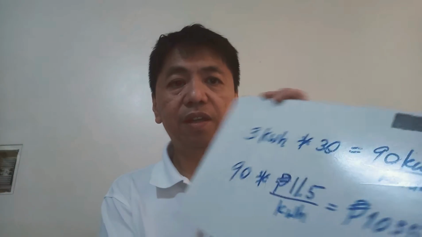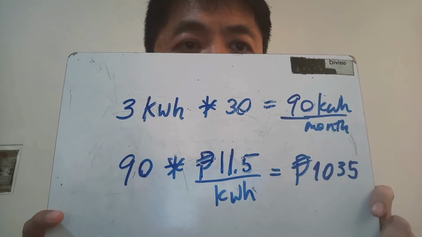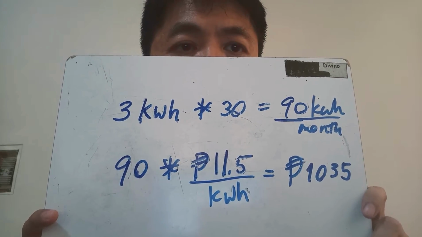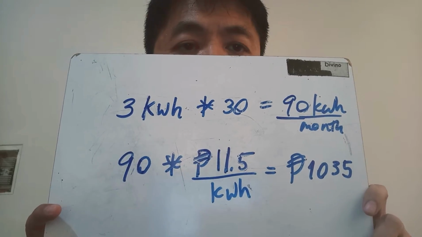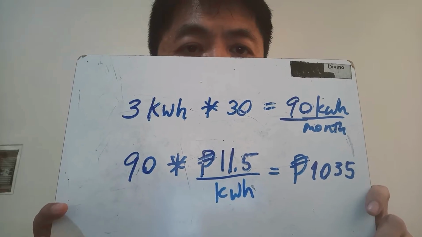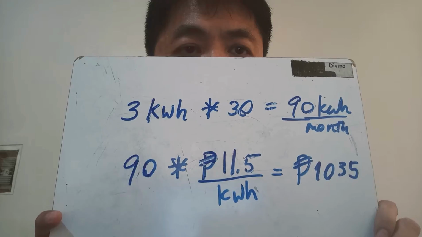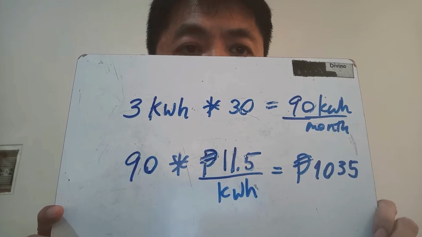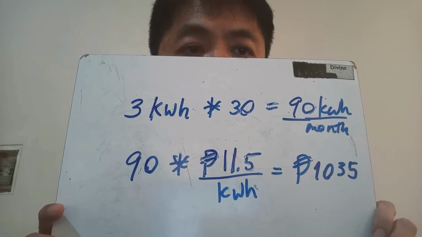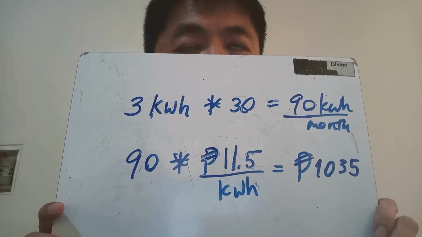So that 3 kilowatt hours, if you multiply that by 30, you get to consume 90 kilowatt hours per month. Now Meralco charges us 11.5 pesos per kilowatt hour. So that 90 translates to 1,035 pesos per month. So that's the amount of electricity that is used and is charged to us because of the ref.